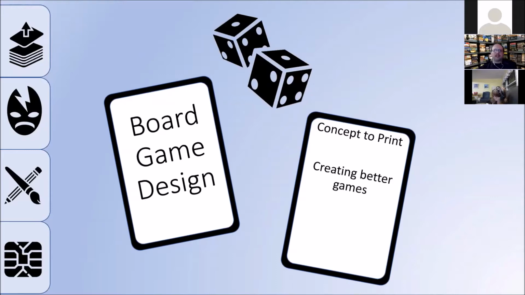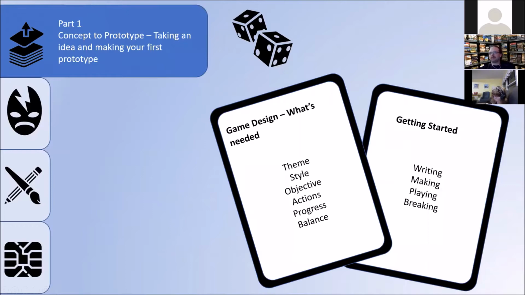So last week, we started the course, and we started with part one, which was concept prototype, taking an idea and making your first prototype. Last week's focus was on a lot of raw information, getting the raw information out to you for the basics that you need to even just start making your game in the first place. So all the individual bits that you need to even get moving forward to begin with.